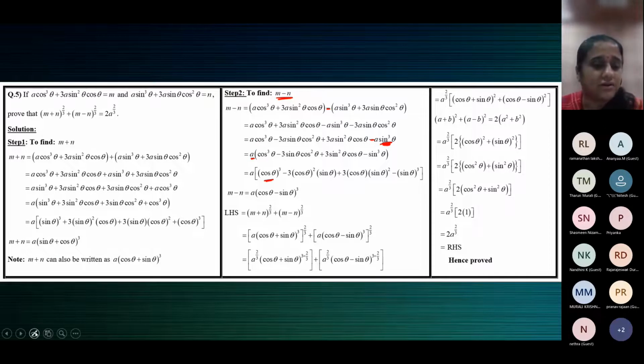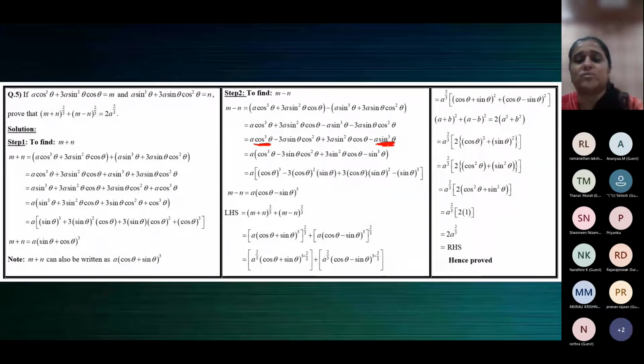In the expression, a cos cubed theta is positive. A sine cubed theta is negative. So you have to write this here only. Minus a sine cubed theta. This is a cubed minus b cubed. This is a cubed. This is minus b cubed. And in the middle, you have minus 3a square b plus 3ab square. In the middle, you have minus 3.